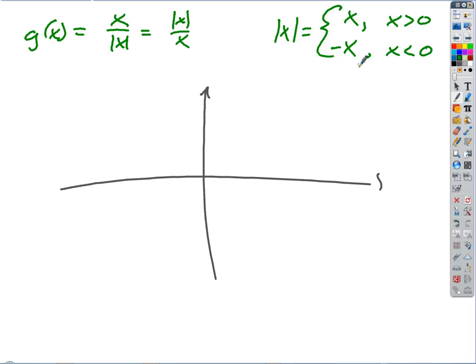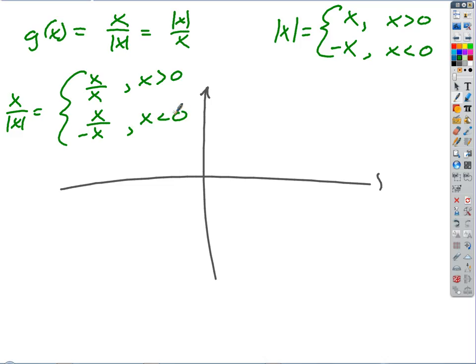Okay, so then if we write this as a piecewise function, it's equal to x over x whenever x is greater than 0, but it equals x over negative x when x is less than 0, right? Well, what's x over x? That's 1, right? So, looks like that. What's x over negative x? Negative 1.